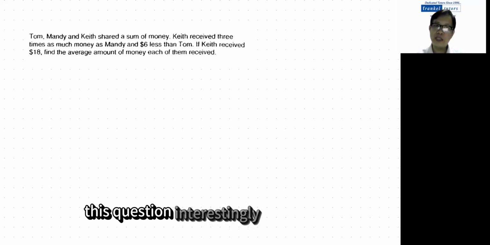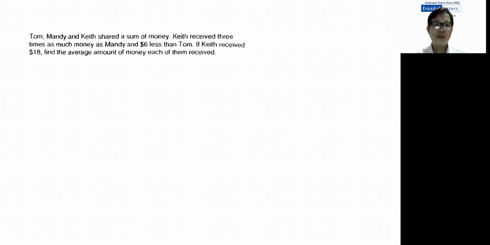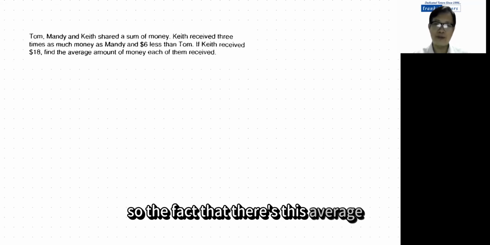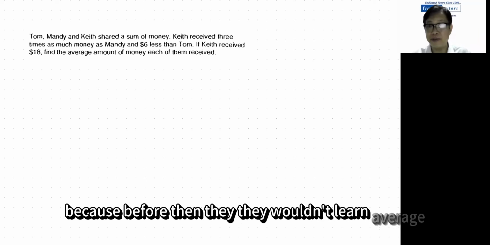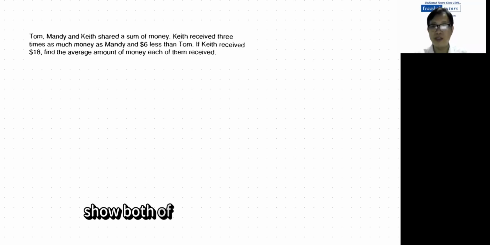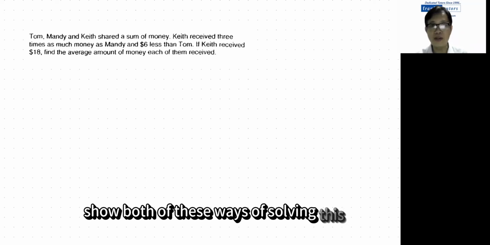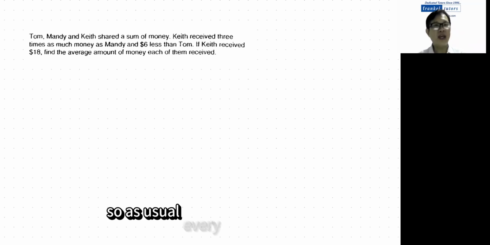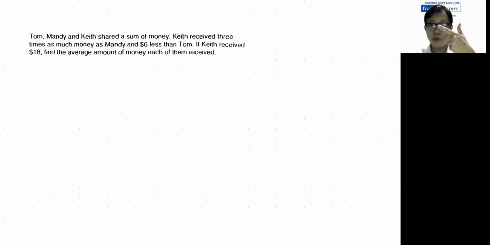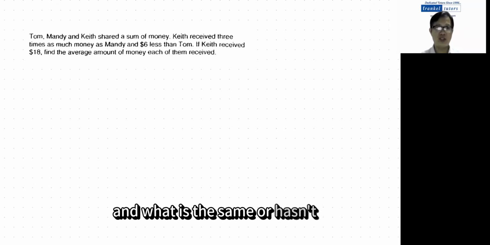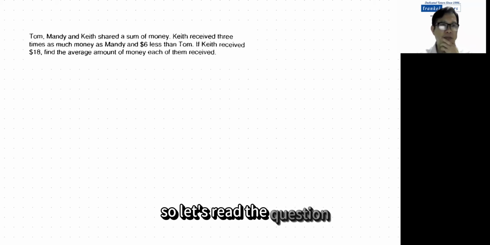This question, interestingly, has a part on average. So the fact that there's this average means that it's essentially a primary 5 and 6 question, because before then they wouldn't learn average. But I'm going to show both of these ways of solving this question. So as usual, every time we read a question, we ask ourselves, what do we know, what we can find out, and what is the same or hasn't changed. So let's read the question.